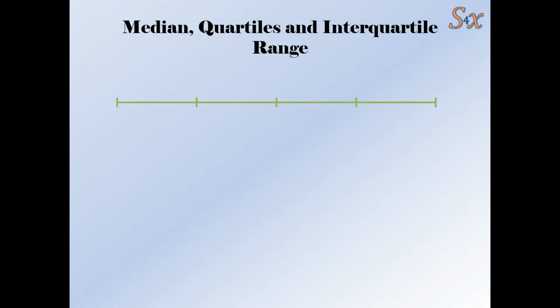So let's have a think about the median, the quartiles, and the interquartile range. The median, I'm sure you'll know already, is the middle person. It's the middle part of that data. So let's have a look at this. You can see right in the middle there, 50% through our data is the median. I'm sure that's not new to you.